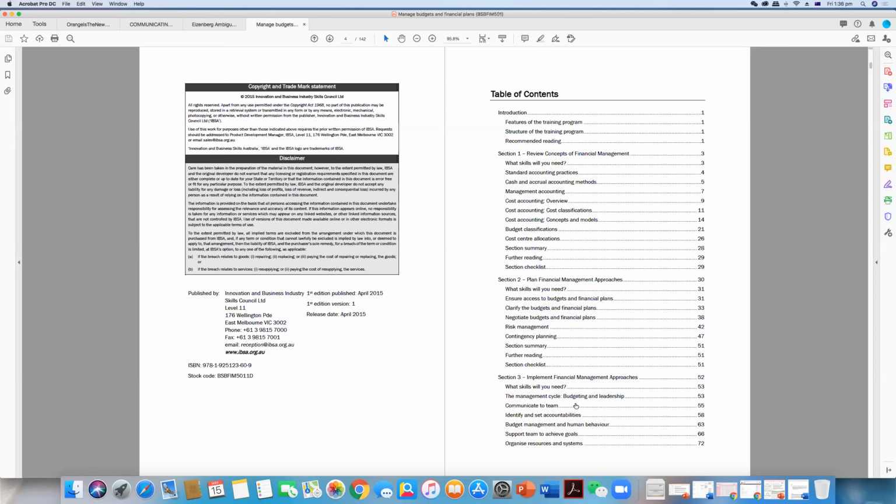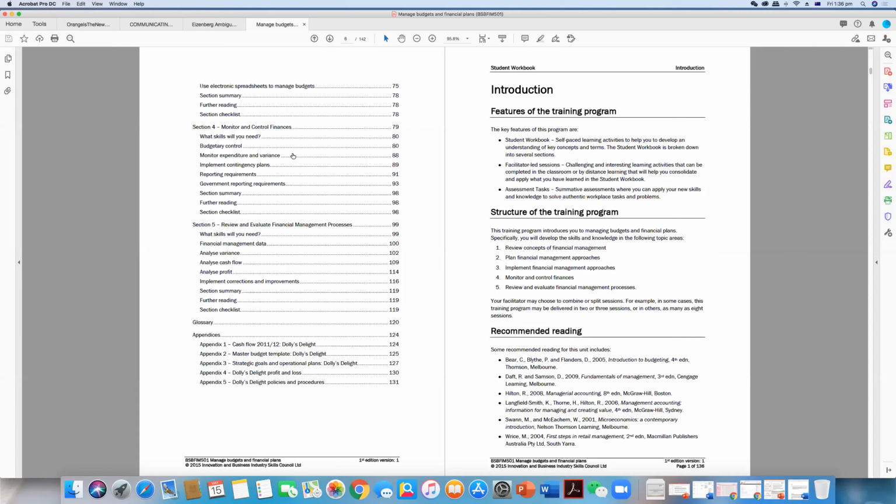Section three, apply and implement financial management approaches: the management cycle, budgeting and leadership, communication to team, identify and set accountabilities, budget element and human behavior, support team to achieve goals, organize resources and systems. So that is for week three. And use electronic spreadsheet to manage budget, or we say Excel sheet, or many other software you can use, the spreadsheet.